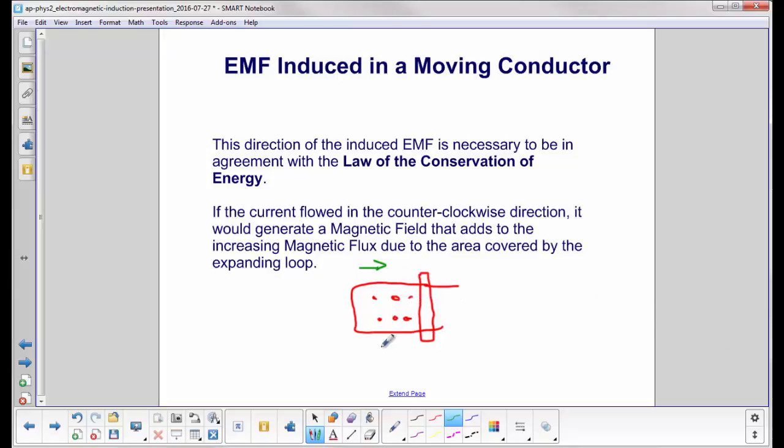Let's say the current went in the other direction. Let's say it did go counterclockwise. That would create a magnetic field out of the page within the loop using the right-hand grip rule. So you would increase the magnetic field, which would increase the flux, which would then increase the velocity of this object. So the bar would keep moving faster and faster and faster with no external force, which violates the law of the conservation of energy.